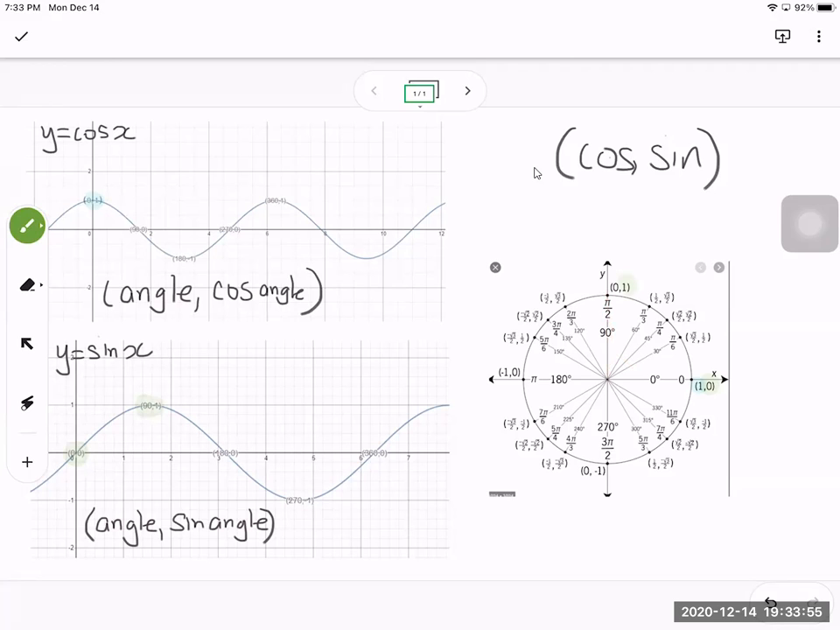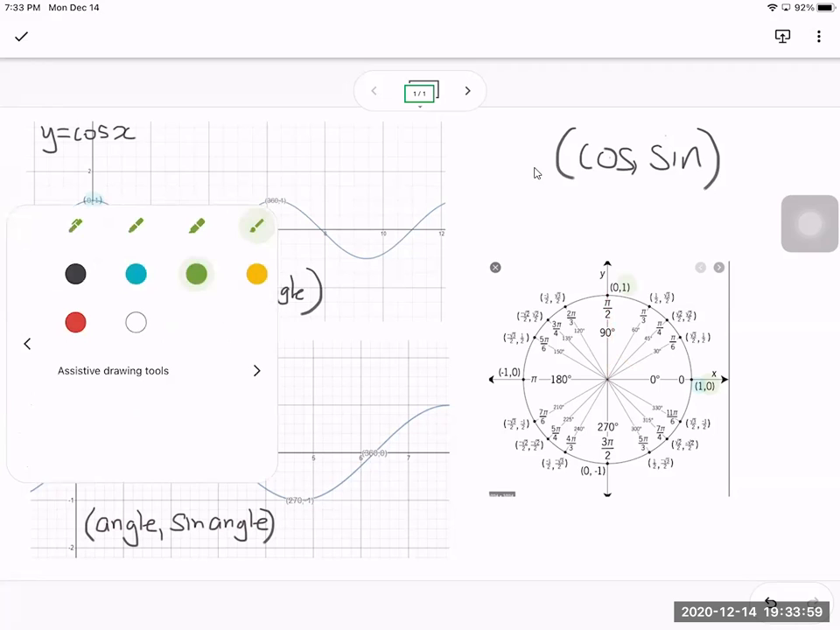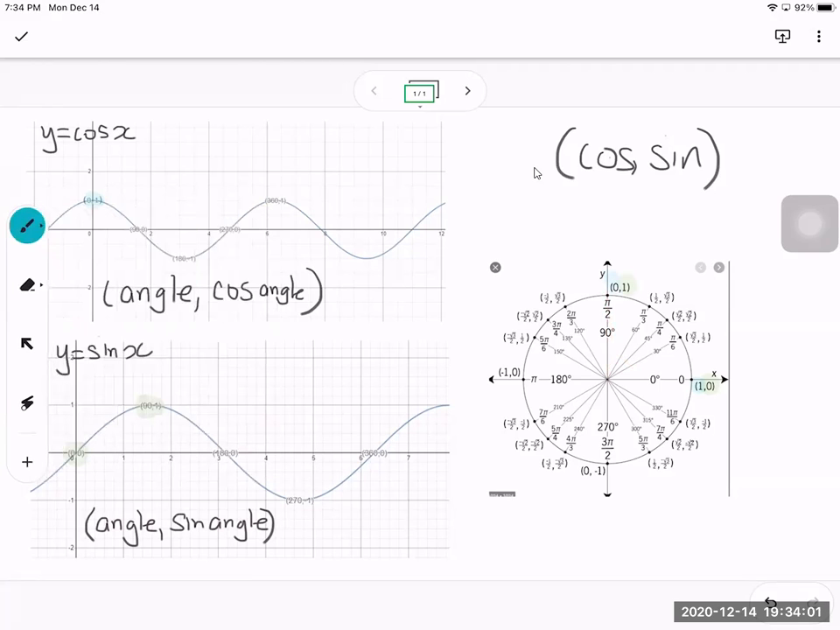What's the cosine of 90 degrees according to the unit circle? According to the unit circle, it's 0. Well, according to our graph, what is the cosine of 90 degrees? Well, that's here, and it is 0. So you can see how the two are related. All right, let's look at the next one.